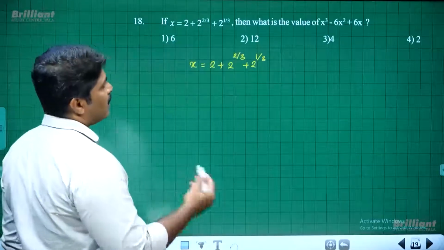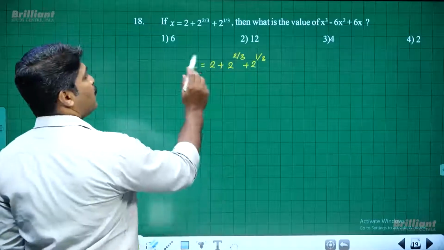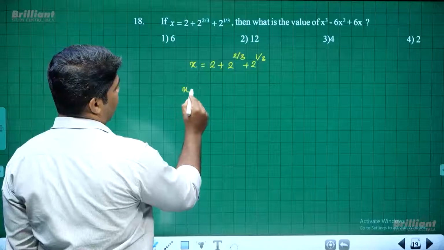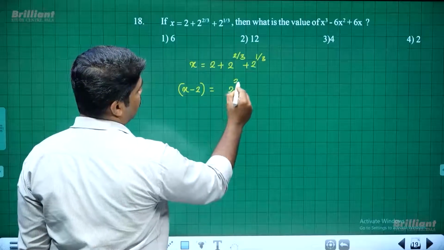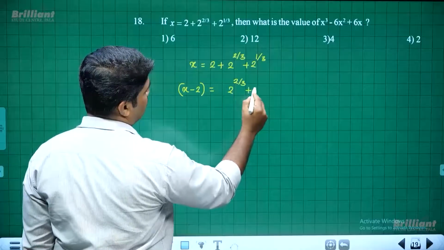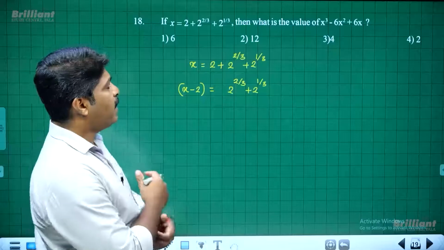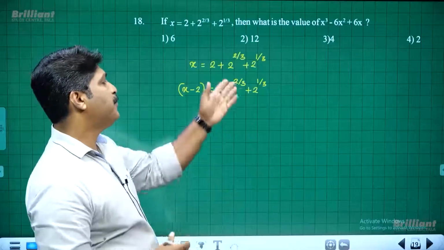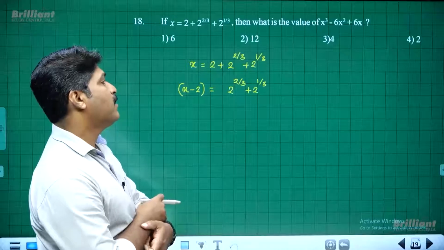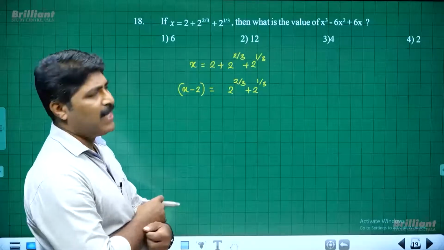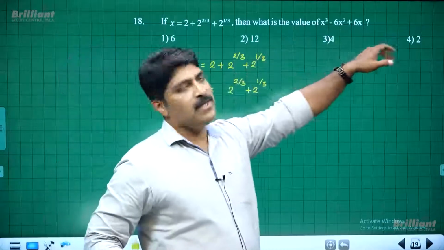So it's a kind of algebraic arrangement. So take this 2 towards left side. So this is x minus 2. And on right side, that is 2 raised to 2/3 plus 2 raised to 1/3. If it's required, you can take 2 raised to 1/3 outside. Otherwise, keep the value like this. Then look at the expressions which are required.